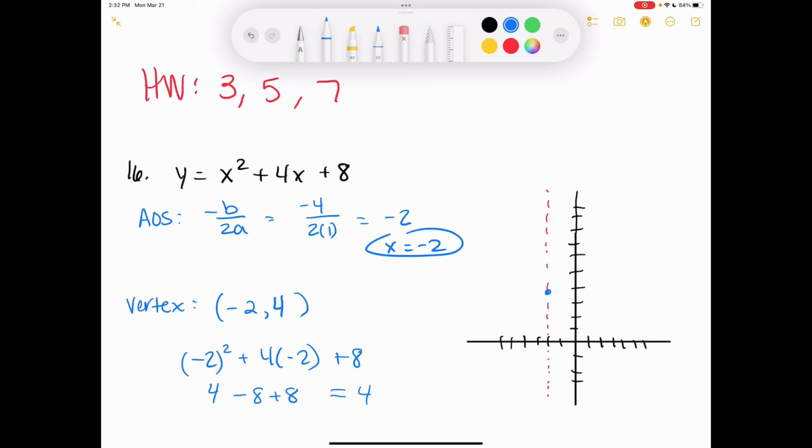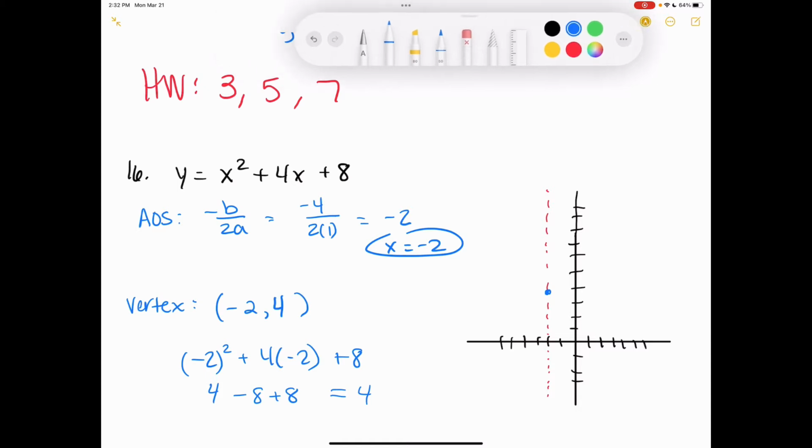So if I can, I'm always going to use 0. It's the easiest one. So I'm going to take x is equal to 0.